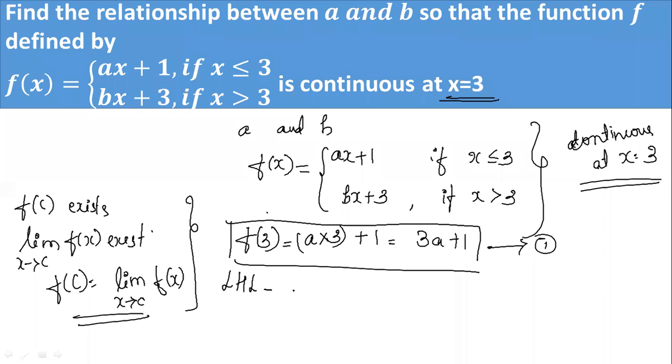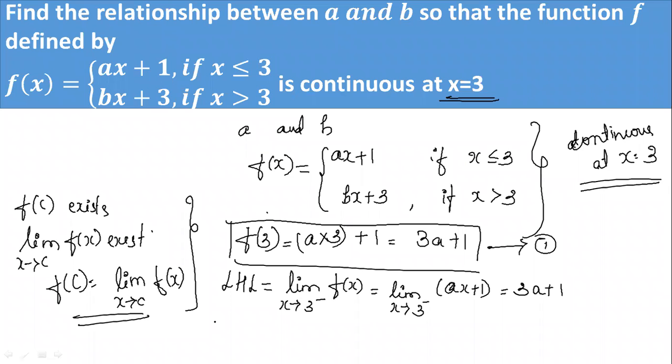So what is the left hand limit? Limit f of x as x tends to 3 from the left. Which definition do I have to use over here, students? The first one. So that is limit of ax plus 1 as x tends to 3 from the left, that is, you are taking a value less than 3, which is 3a plus 1.